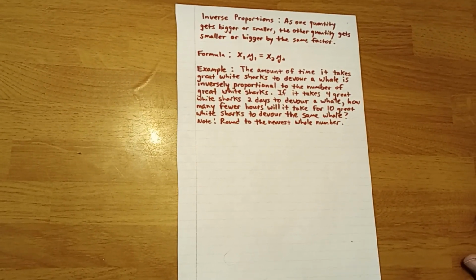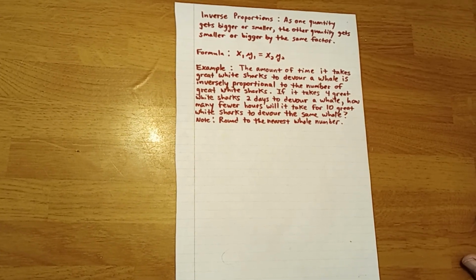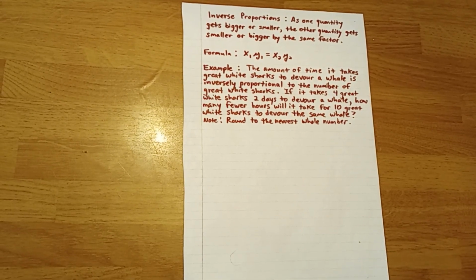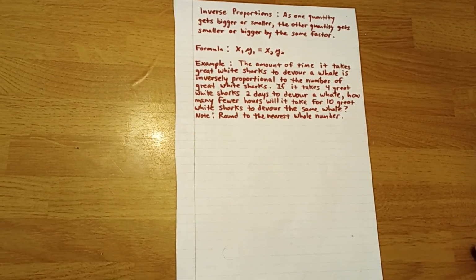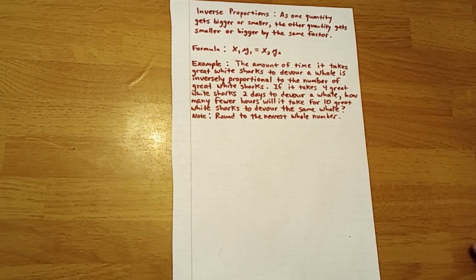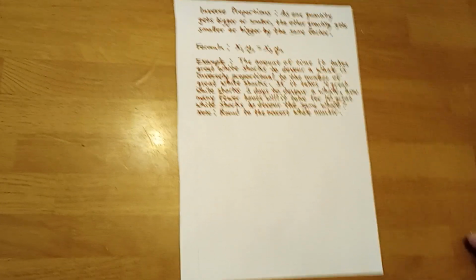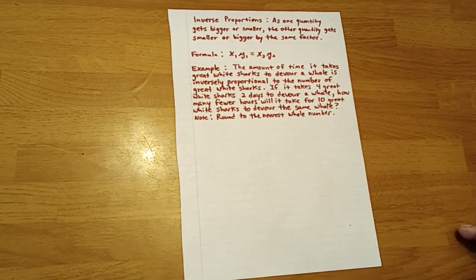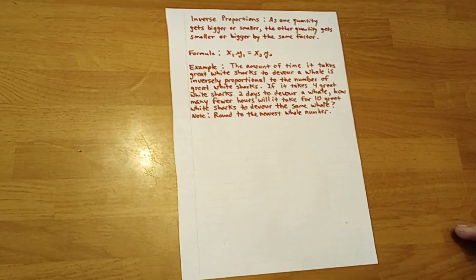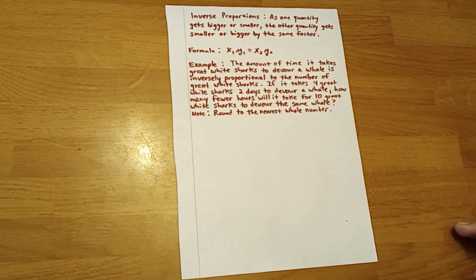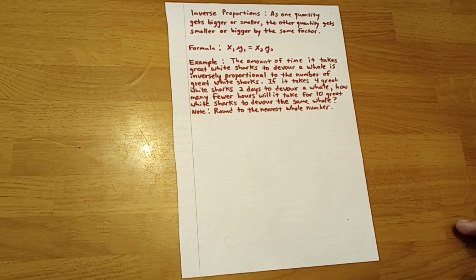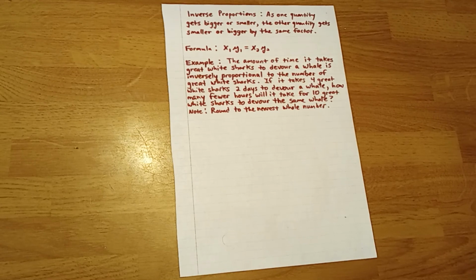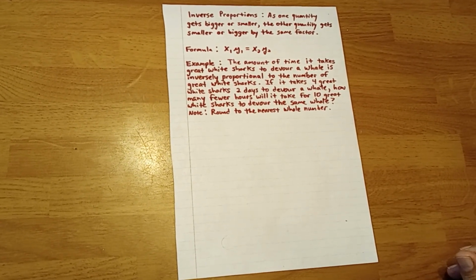Okay, so for inverse proportions, as one quantity gets bigger or smaller, the other quantity will get smaller or bigger by the same factor. The formula for inverse proportions is x1 y1 equals x2 y2. So let's look at an example here, and then this will be a lot easier to understand. This is extremely important, again, for tests like the ACT and SAT. And again, we try to do our examples without a calculator just to work on the fundamentals. So this one will be done without a calculator as well.